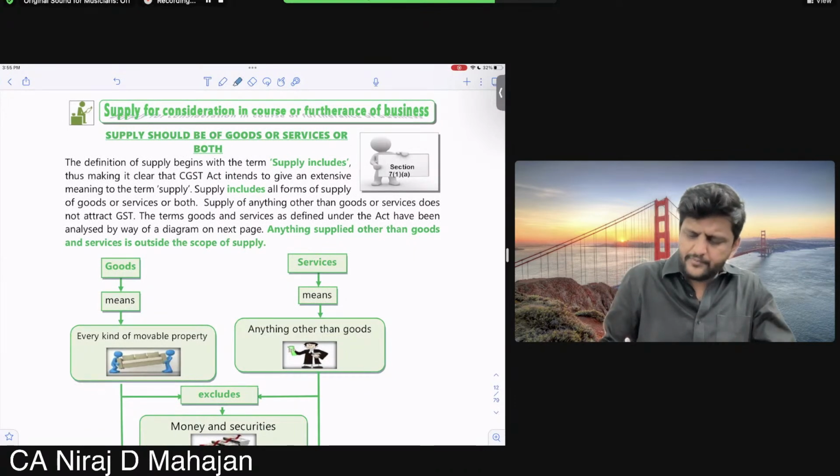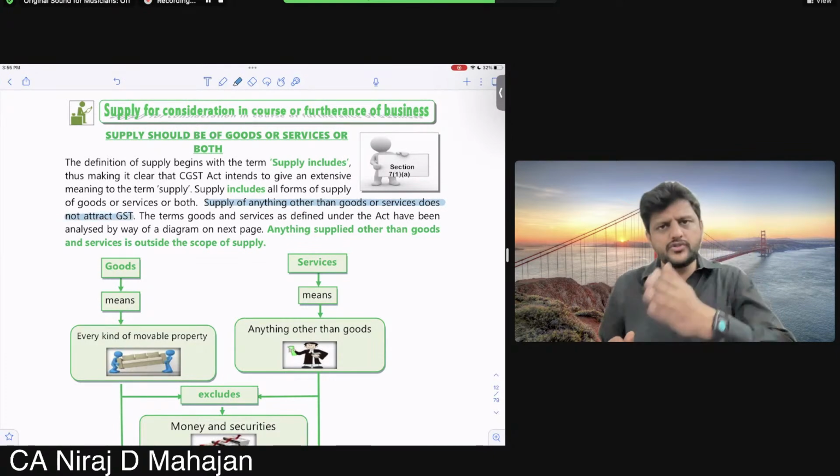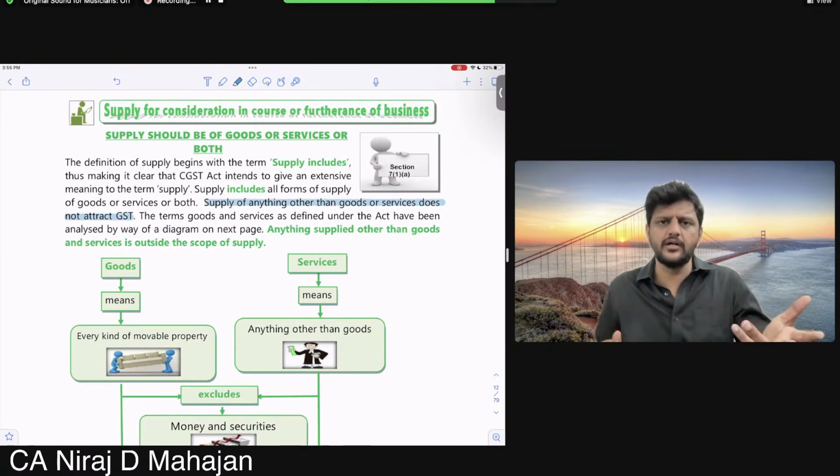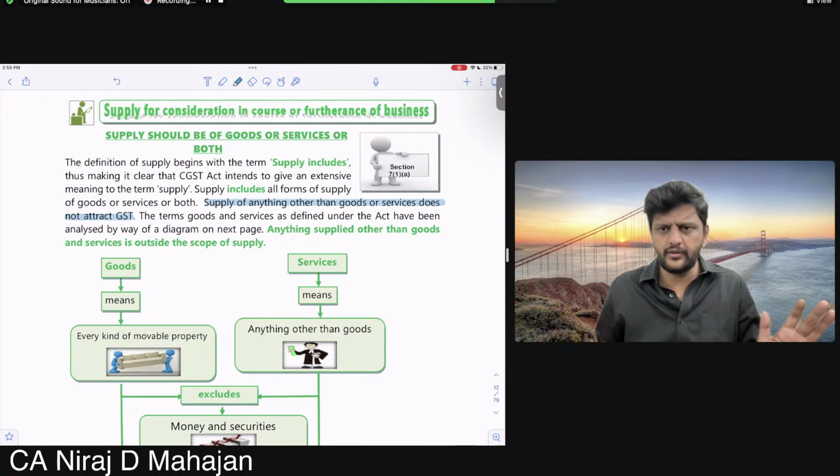Supply of, just underline with me, anything other than goods or services does not attract GST. So it has to be either goods or services or both. If it is neither, no GST. Okay, Nitin?